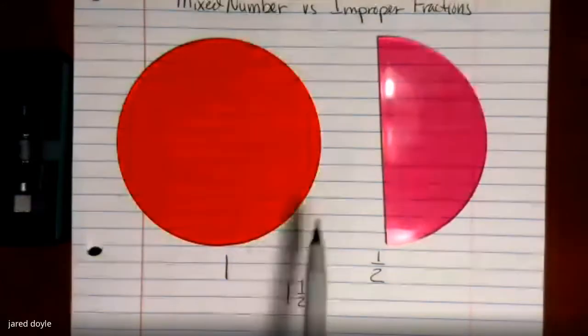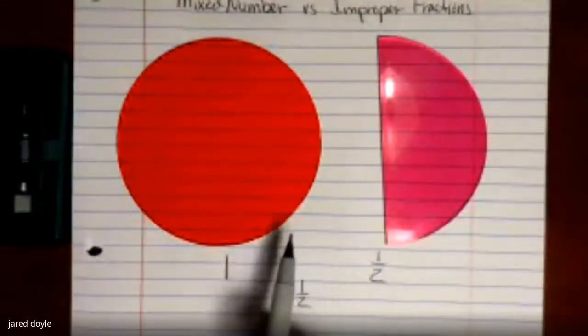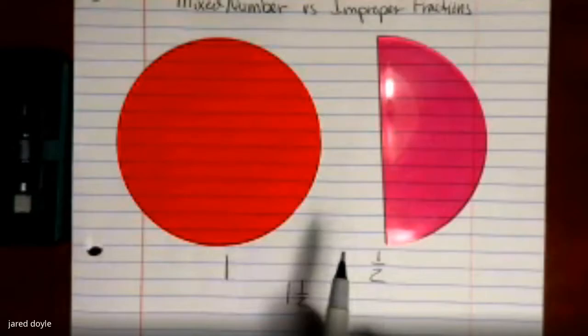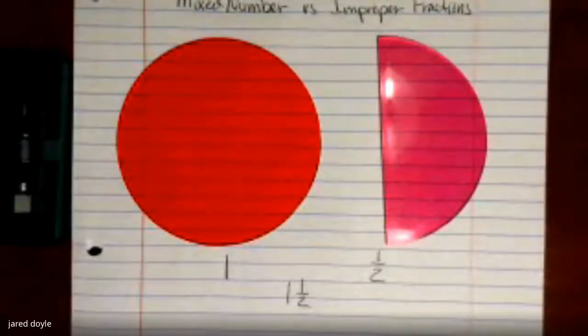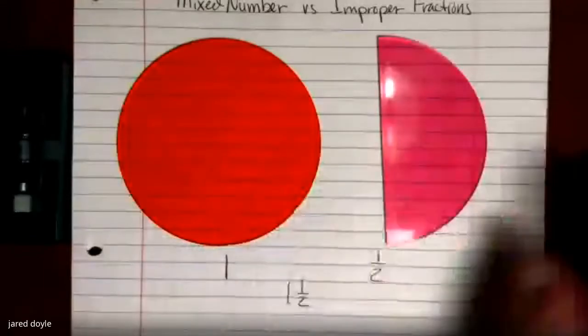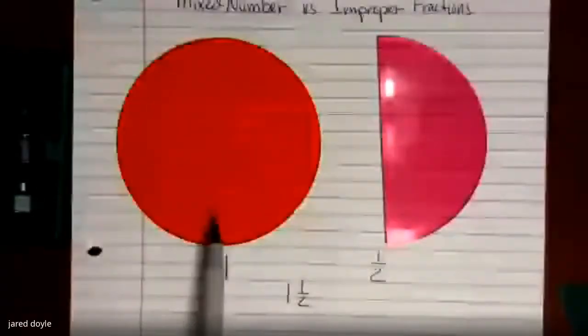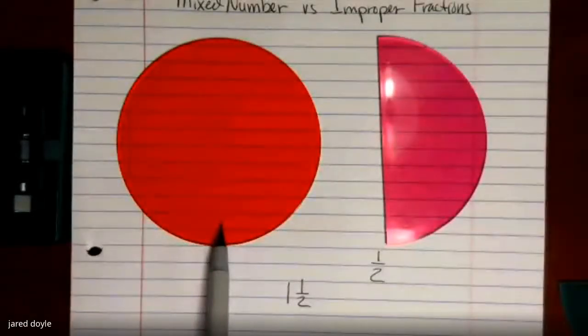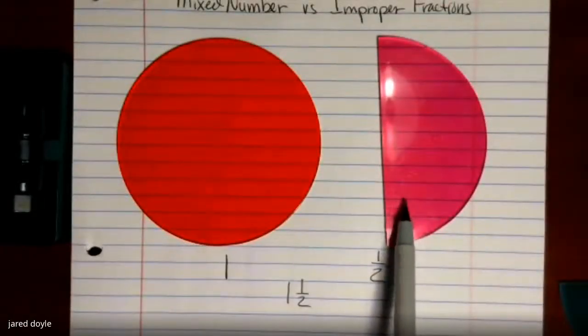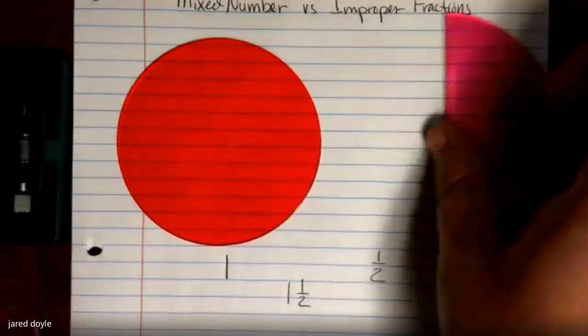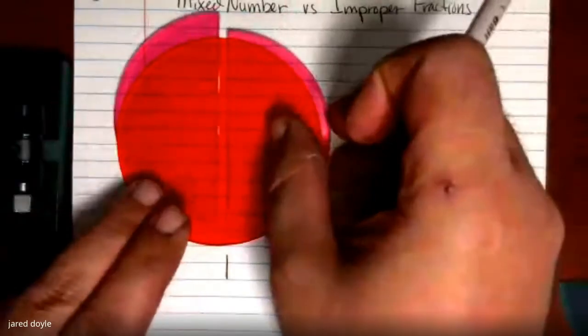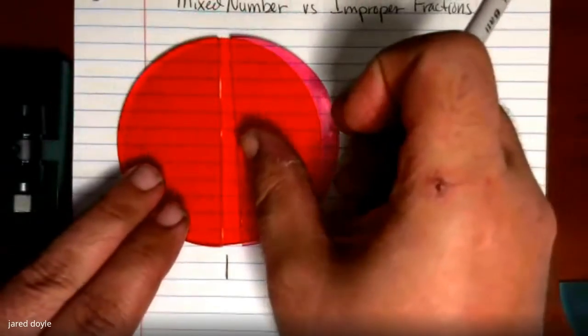So they're pretty easy. The improper fractions are all represented in fractions. There's not going to be any whole numbers there. And so if we were to represent this as an improper fraction, you could say, okay, well, if I were to cut this whole circle into parts that are the same size as this 1/2, I would need to cut that into 2 parts.